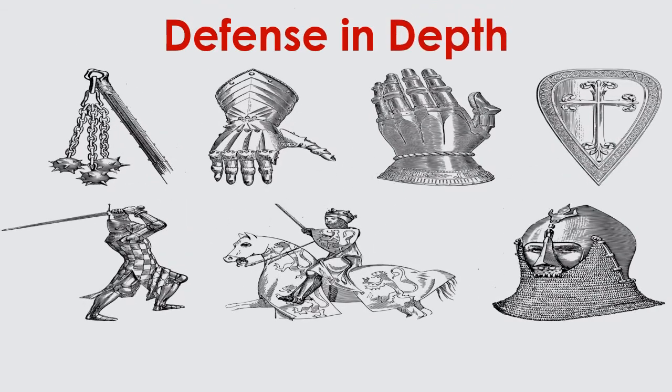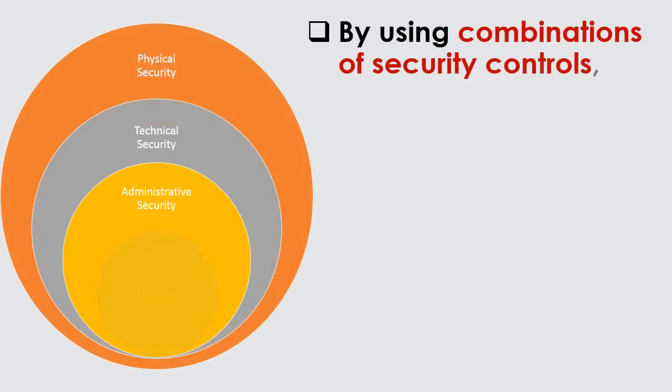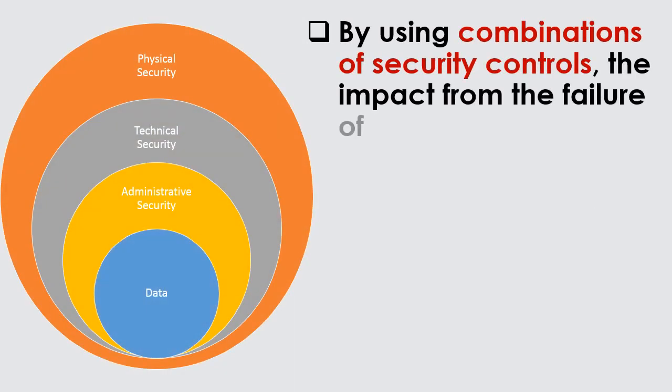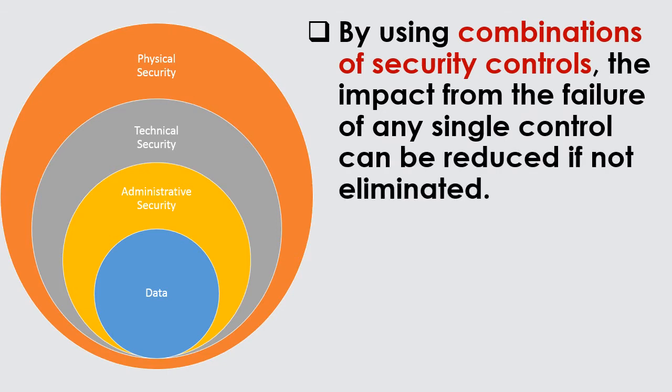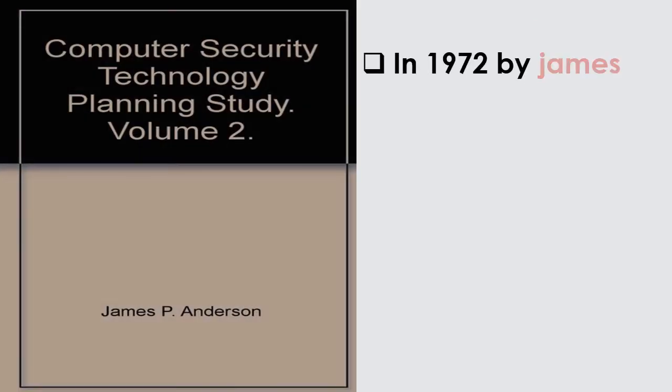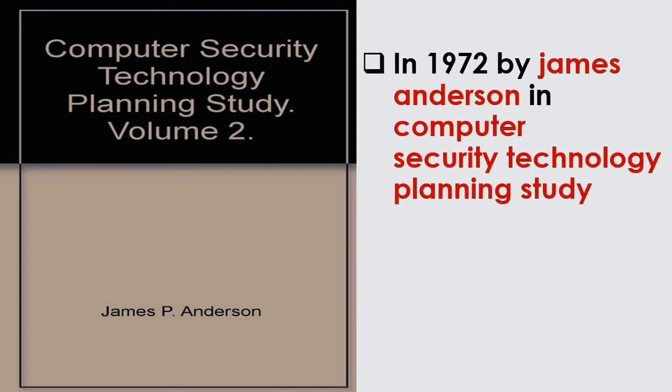Defense in depth. By using combinations of security controls, the impact from the failure of any single control can be reduced if not eliminated. In 1972 by James Anderson in Computer Security Technology Planning Study.